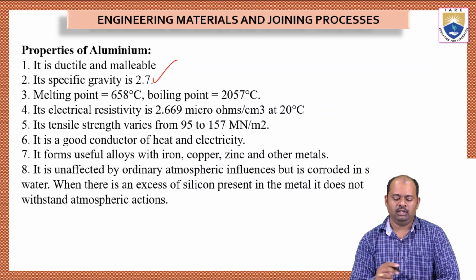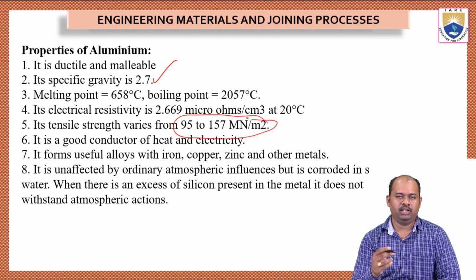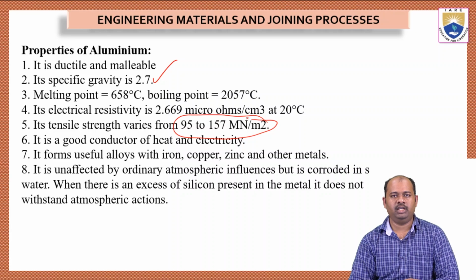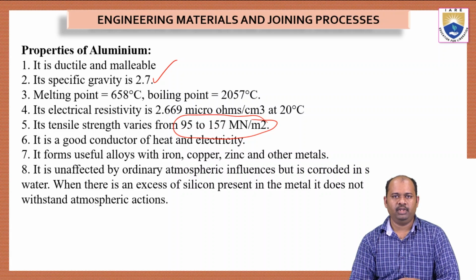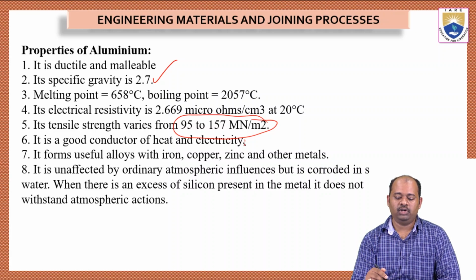So this is another important property of aluminum where it stands along with iron in the race, because it has a very good tensile loading capacity. It is a good conductor of heat and electricity. That is why it is used to make engines. ICE engines are made up of aluminum, and it is also a very good conductor of electricity.